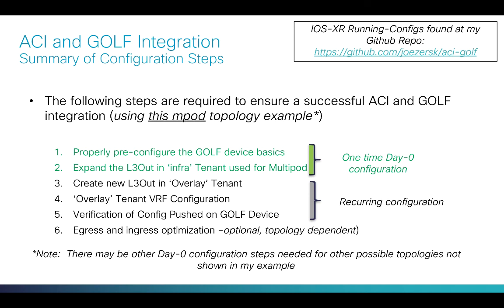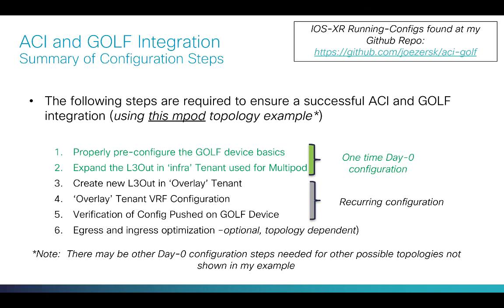In my particular example, I am going to borrow and ride on top of the existing layer 3 out in tenant infra that I'm already using for multipod. That is perfectly legal and actually makes the configuration super easy in ACI. So the first stage is really the one-time day zero configuration that you'll do in the Golf routers and in ACI. You only have to do it once and never have to worry about it again. So we're going to configure that in the next video, and we'll show what that looks like.